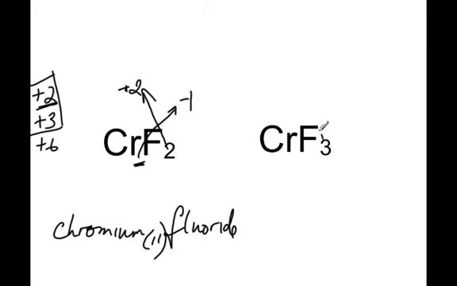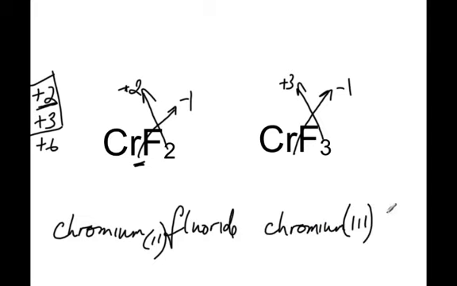Let's do this one. If I was to undo this crossover, this would be a +3 chromium, and the implied 1 there would make this a negative fluorine. So this would be chromium 3 fluoride. Let's do some practice.